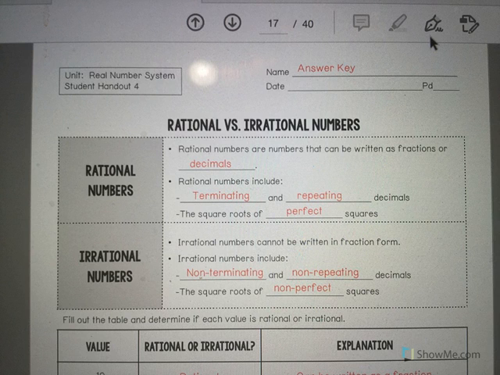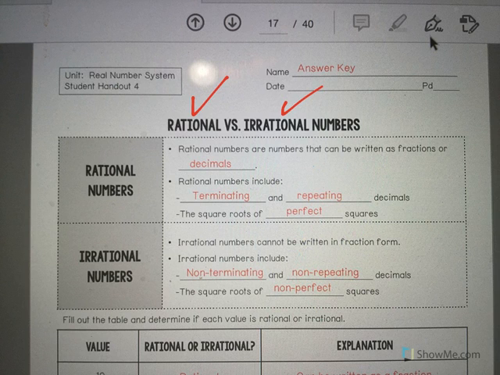How exciting. Okay, today we're doing student handout 4 in your unit, the real number system. If you have that, you can get that out. We're going to be talking about rational numbers and irrational numbers. Remember, guys, math is just a language. So we have to classify things in math, just like we do verbs, nouns, and all that kind of stuff.